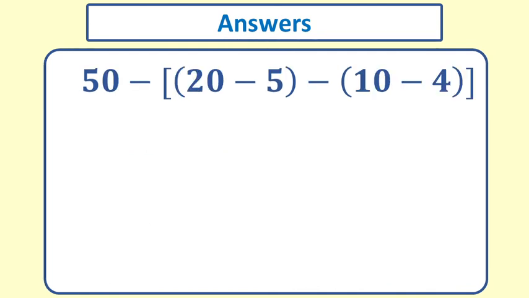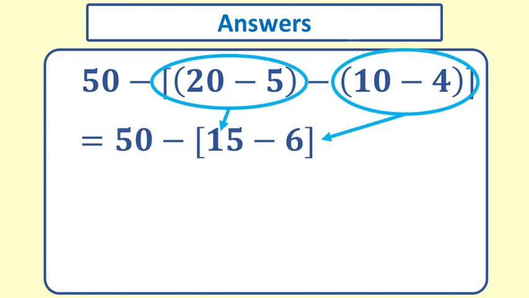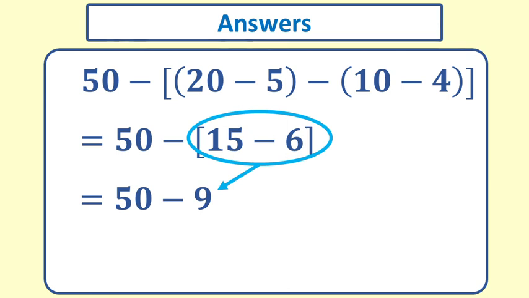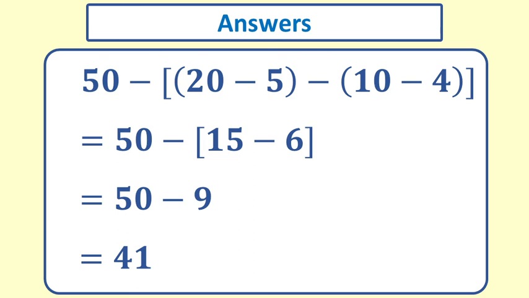50 minus, and then within brackets we have two lots of brackets, 20 minus 5 minus 10 minus 4. First we look after the expressions inside the parentheses. 20 minus 5 equals 15 and 10 minus 4 equals 6. Then the expression inside the outer brackets. 15 minus 6 equals 9. Then 50 minus 9 equals 41.